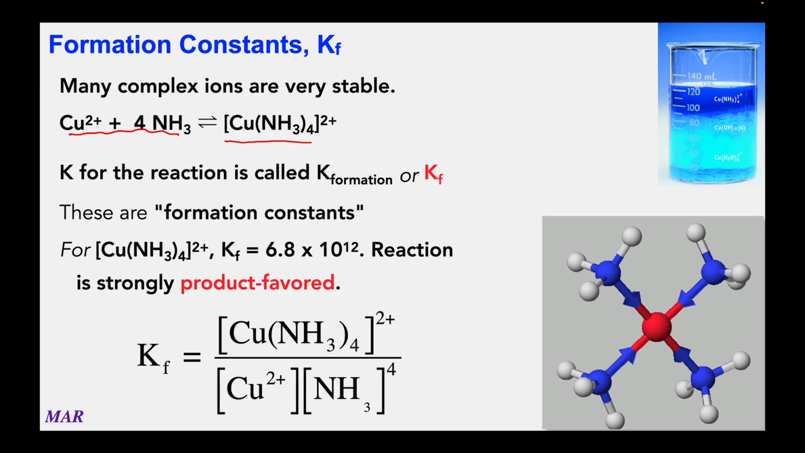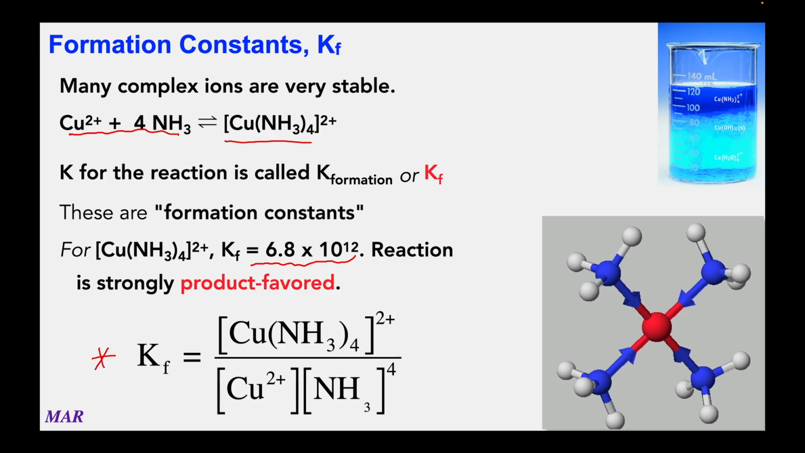So products over reactants, the Kf, which is down here at the bottom, would have Cu(NH3)4 2 plus on the top, divided by Cu 2 plus, divided by the ammonia to the fourth power, which is pretty crazy. Now, these Kf values, these formation constants, are usually incredibly product favored. Ks are usually much, much, much greater than 1. And that just shows that, boy, they are ready to go.